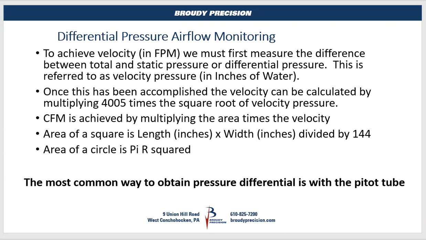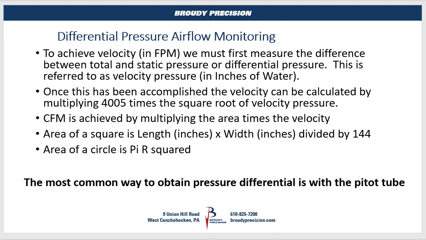You will have small holes that are facing the airstream and small holes that are facing away from the airstream. The small holes that are facing the airstream measure the total pressure in the ductwork. The holes that are facing downstream, or away from the airflow, measure the static pressure. And we measure the difference between total and static pressure, or the differential pressure. This is what's called velocity pressure, and it is measured in inches of water.